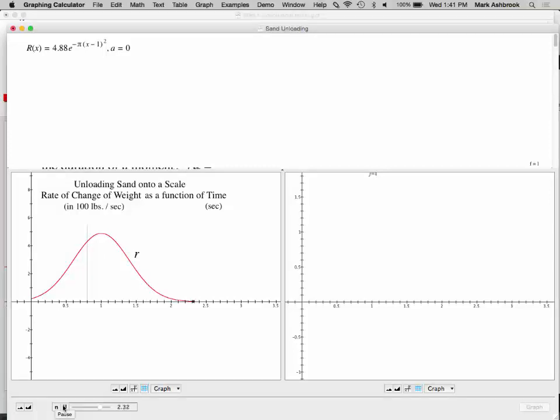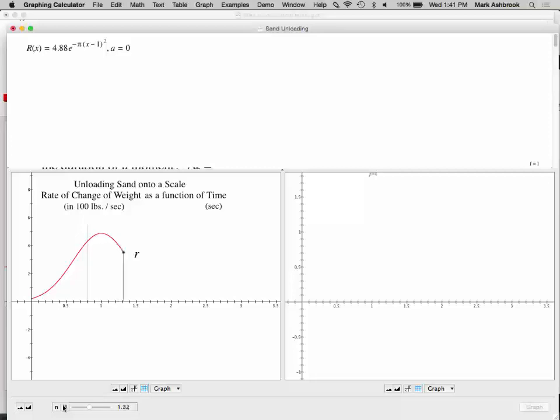Okay? So this function is showing the rate of change of weight as a function of time. So we know how fast something is changing at every moment. Our goal is, how much do we have at every moment?